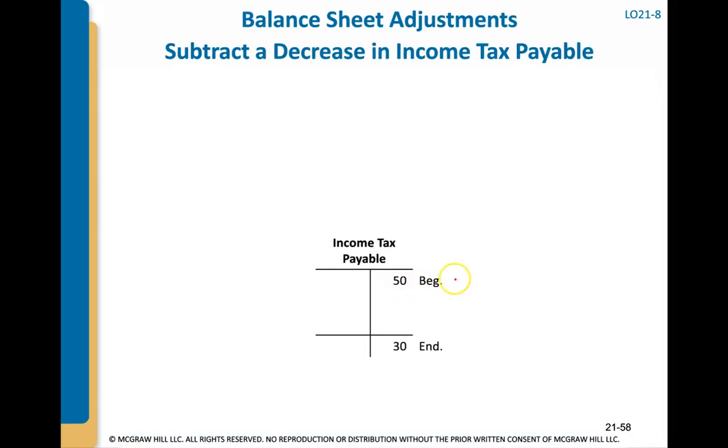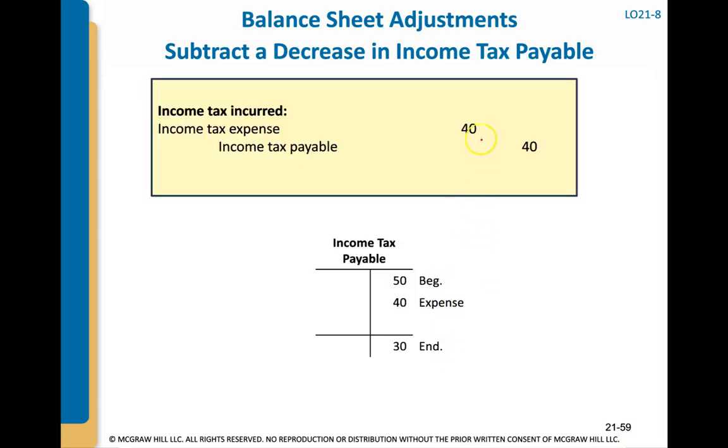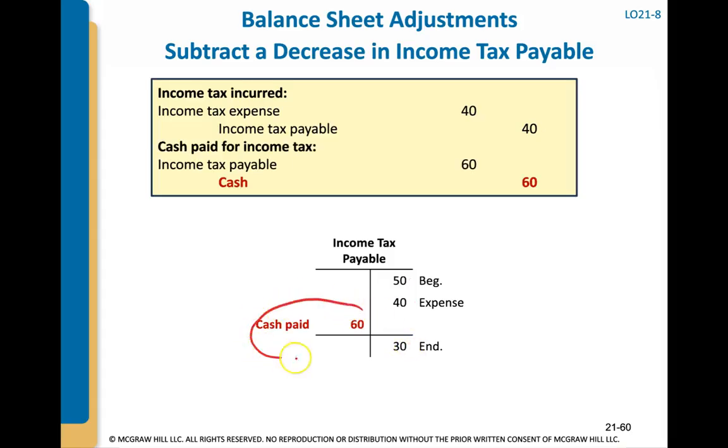So let's plug it away on our T accounts. Our beginning was 50, our ending was 30. We had an expense of 40, so we would have debited income tax expense 40, credit income tax payable 40, and then we put into our T account my credit to the payable for 40. So 50 plus 40 does not equal 30, so I have to plug in my cash paid. I know my cash paid was 60. It had to be. That's my plug. I would have debited income tax payable 60, credit cash 60.